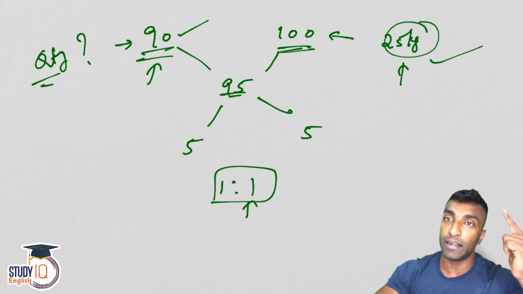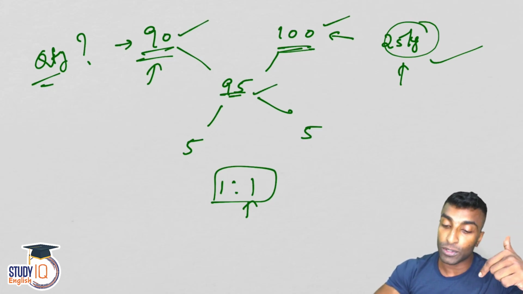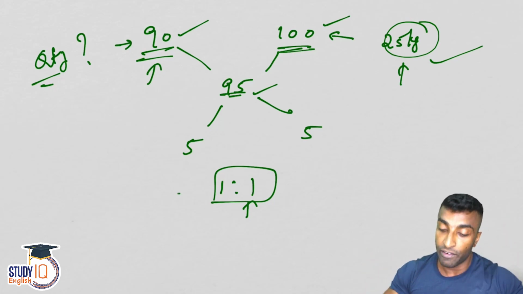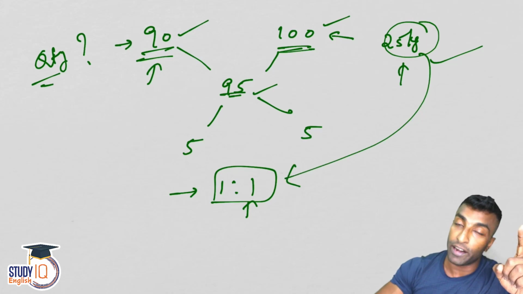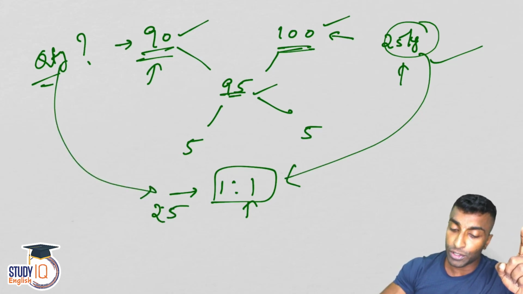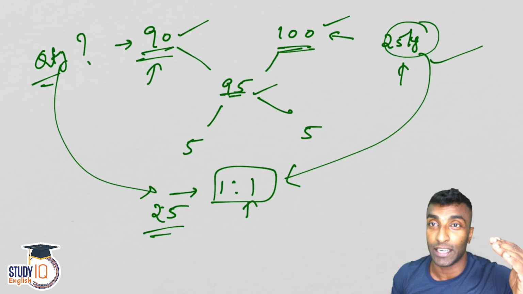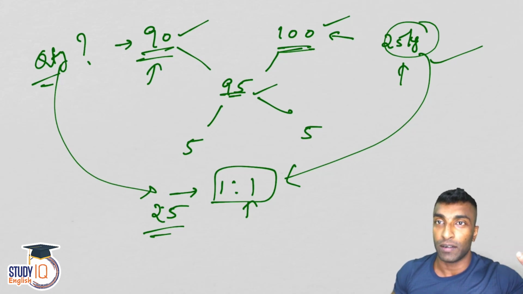So this 90 I will write, this 100 I will write, the mixture cost I will write here, and I will take the difference. When I take the difference, I will get the ratio. It is 1:1. And I know this is 25. So what should this one be? It should also be 25 because they are in the same ratio, 1:1.